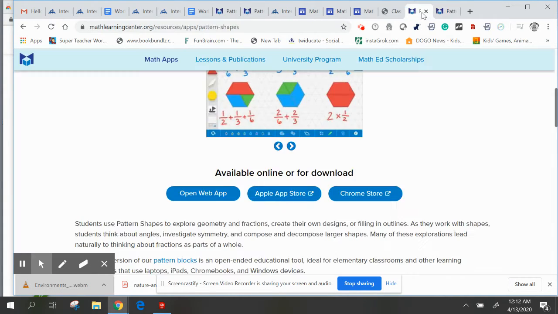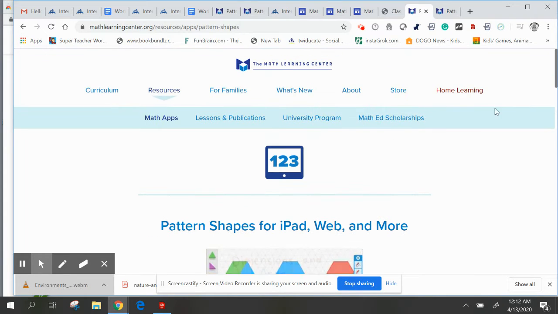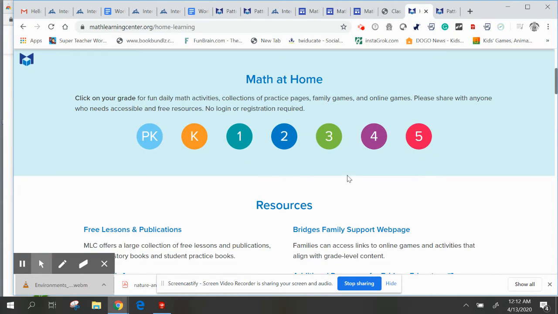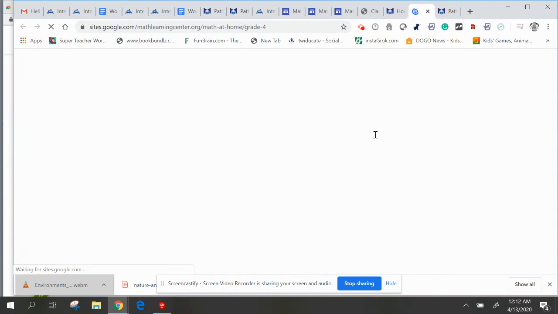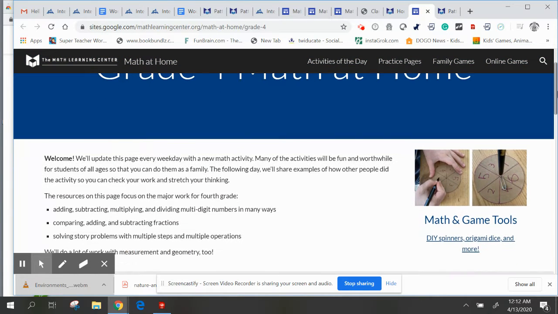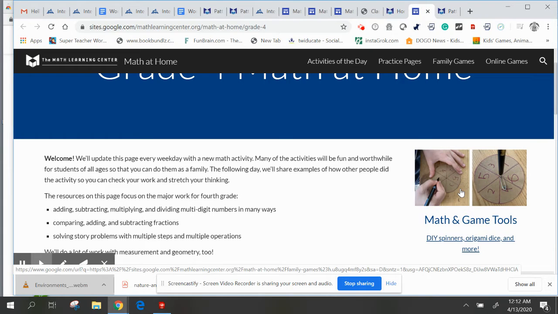Then the other thing, remember I told you there were two things on the site. The other part was home learning. When you click on home learning and you go to fourth grade, then this right here I love. They give you different ideas. You might have a dice from a different game at your house. You might have a spinner from a different board game that you have.